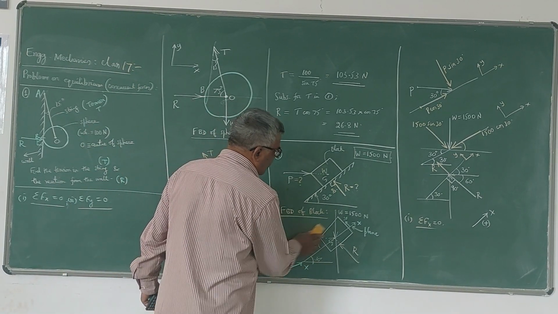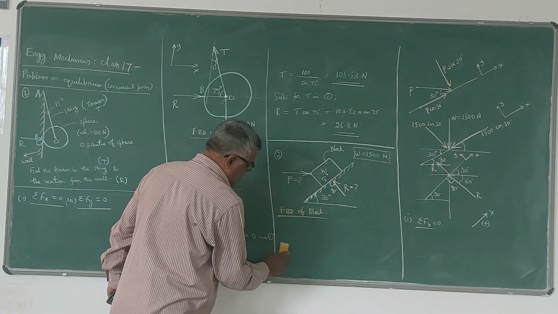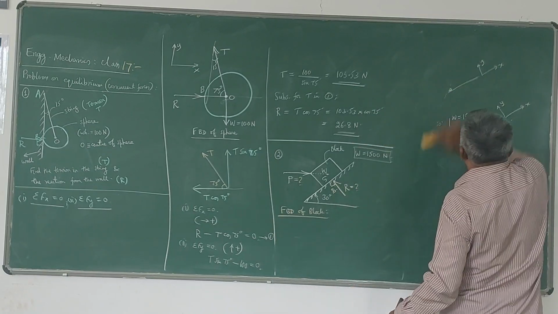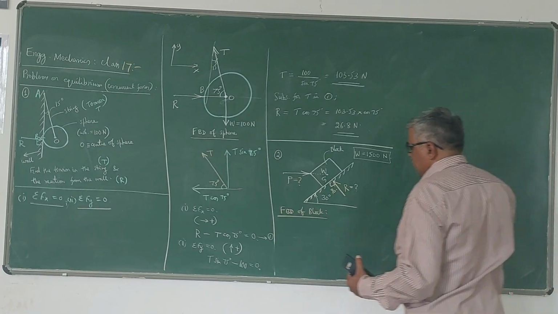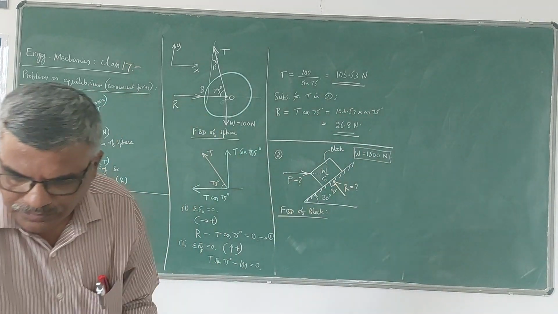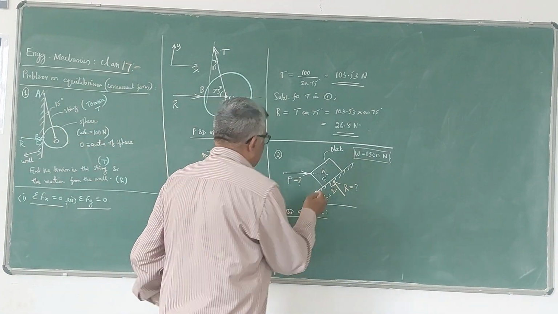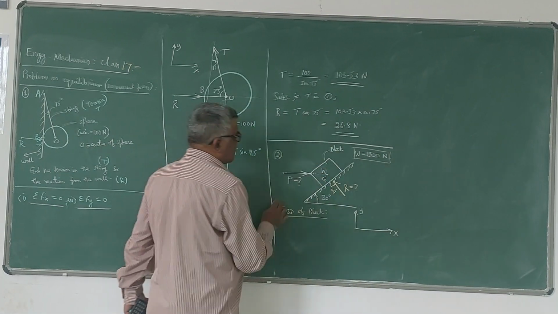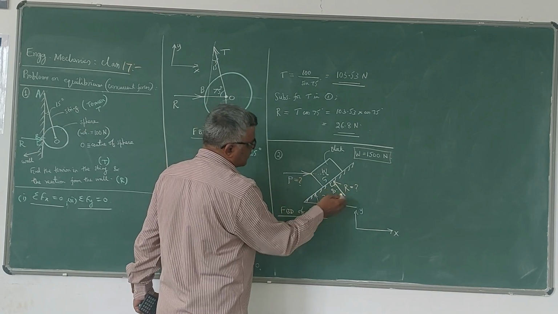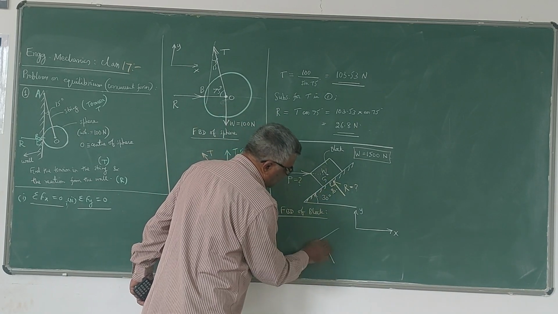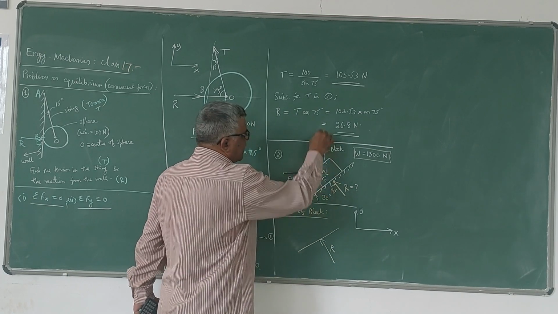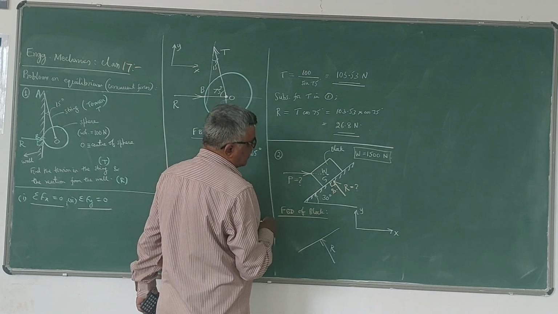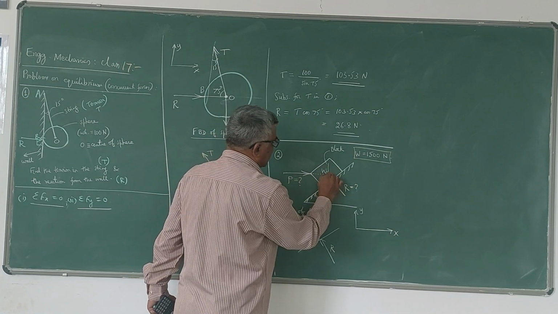Otherwise, we will do one thing. This problem we will solve by taking global x and y axes. I think that will be easier. If you take global x and y, this has the x axis, this has the y axis. Here we only have to resolve this R. You need not resolve P and W because they are acting vertically downwards and this is towards the right.